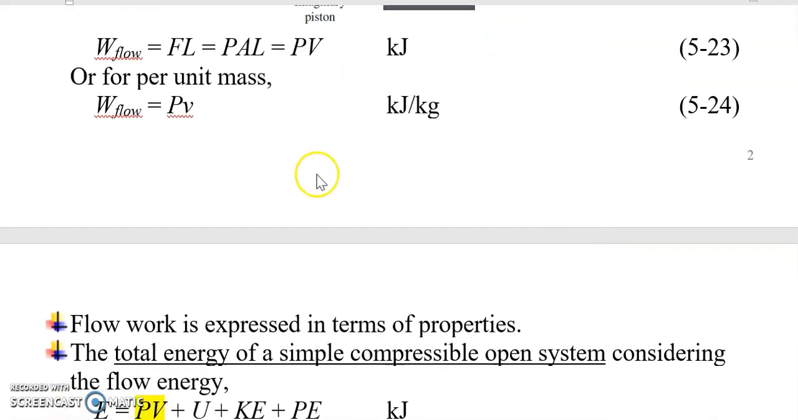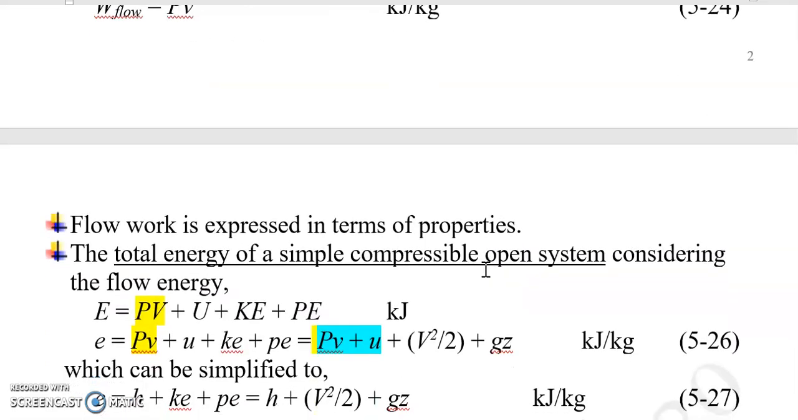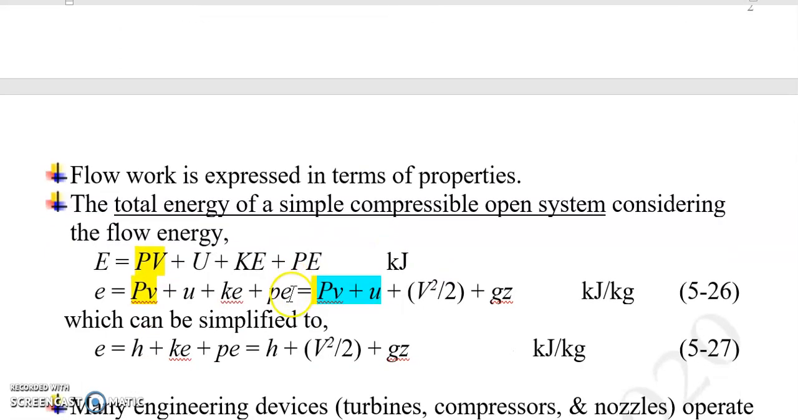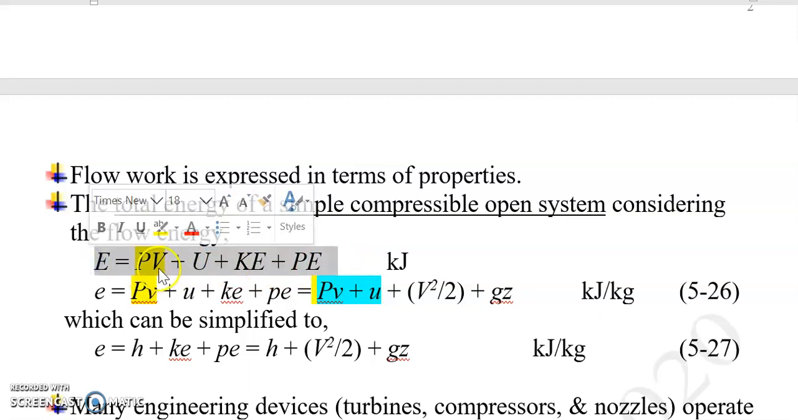5.24. Now, this flow work is expressed in terms of properties. Pressure is an intensive property of the system, so is specific volume. Now, if you include that in your conservation of energy equation, the total energy of the simple compressible open system, considering the flow energy, now becomes this. So here the energy is equal to the flow energy plus the internal energy and the kinetic energy and the potential energy in kilojoule.